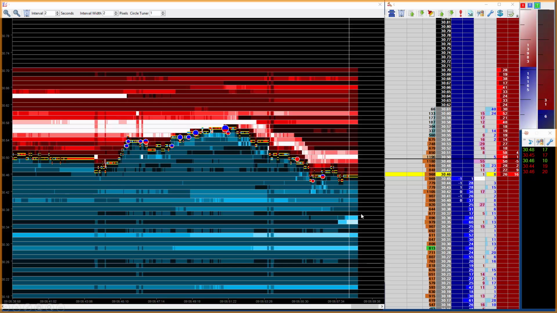Now, I still use the depth and sales for right here, right now, refining entry analysis, but this history has given me a valuable overview. I'm going to walk you through a few slides now so you can get a feel for what the history brings to the table and how you could incorporate it. Now, first of all, we know that some market depth is real and some is fake.